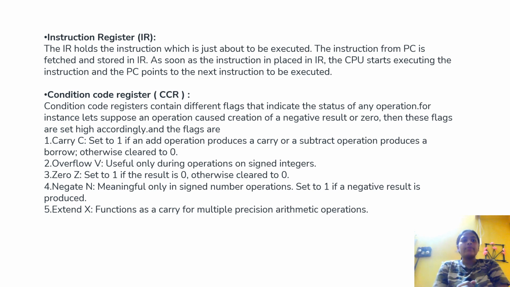Next comes the negative flag N, meaningful only in signed number operations, set to 1 if a negative result is produced. Next we will come to extend, that is represented as X, which functions as a carry for multiple precision arithmetic operations. So we have seen what is the instruction register and the condition code register.